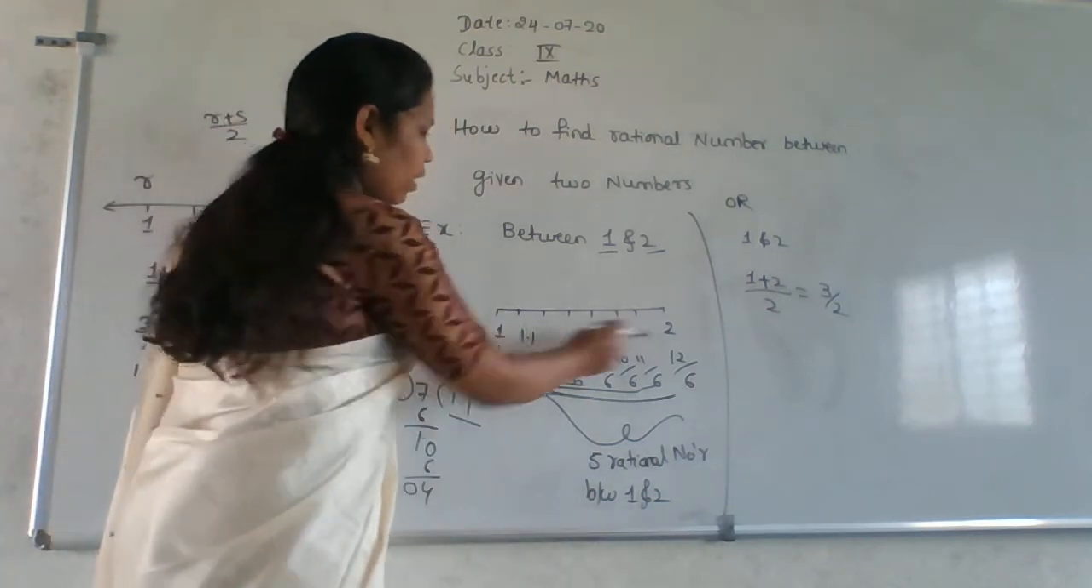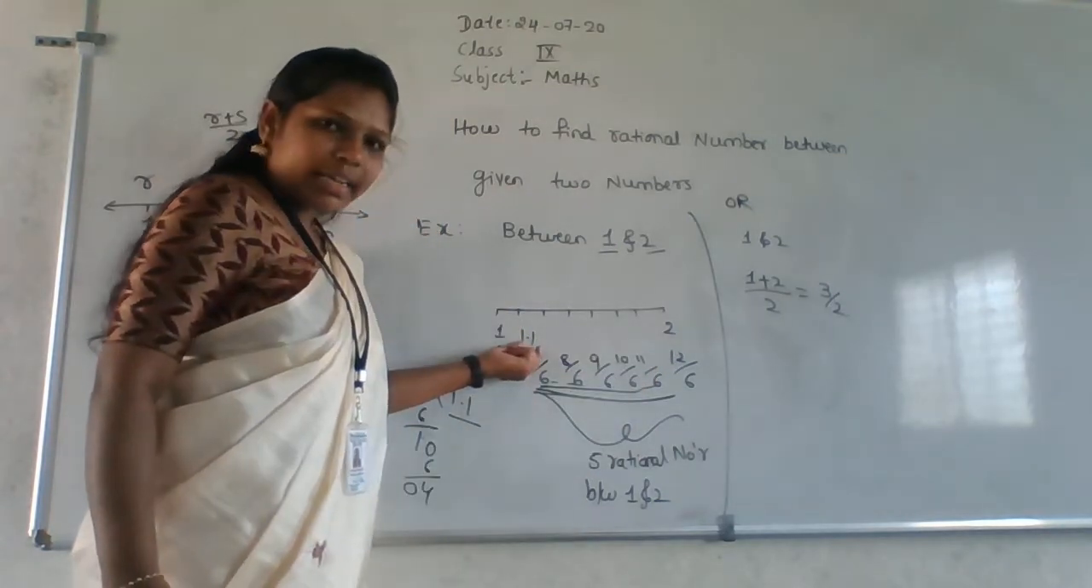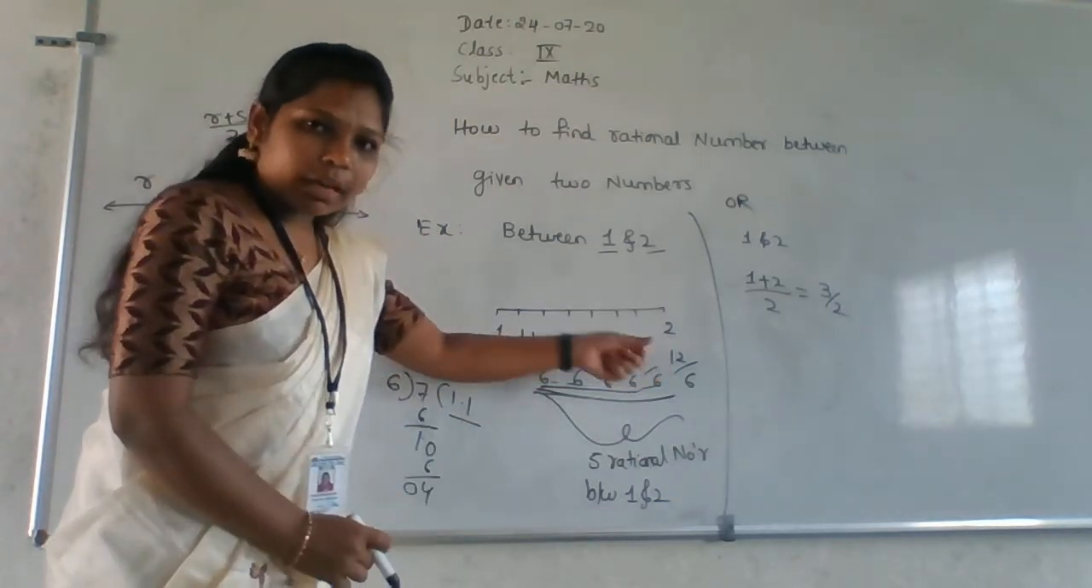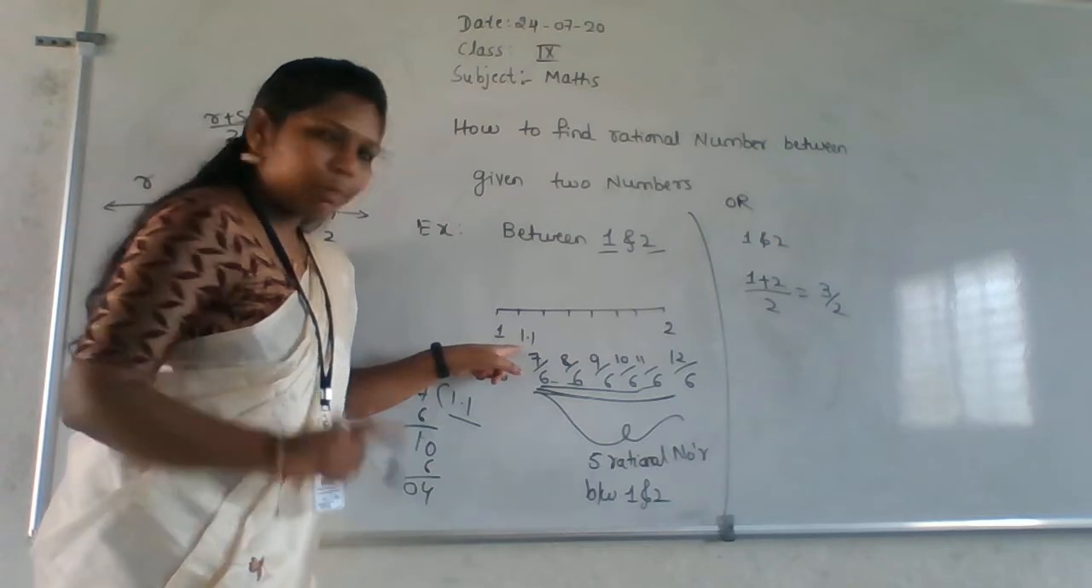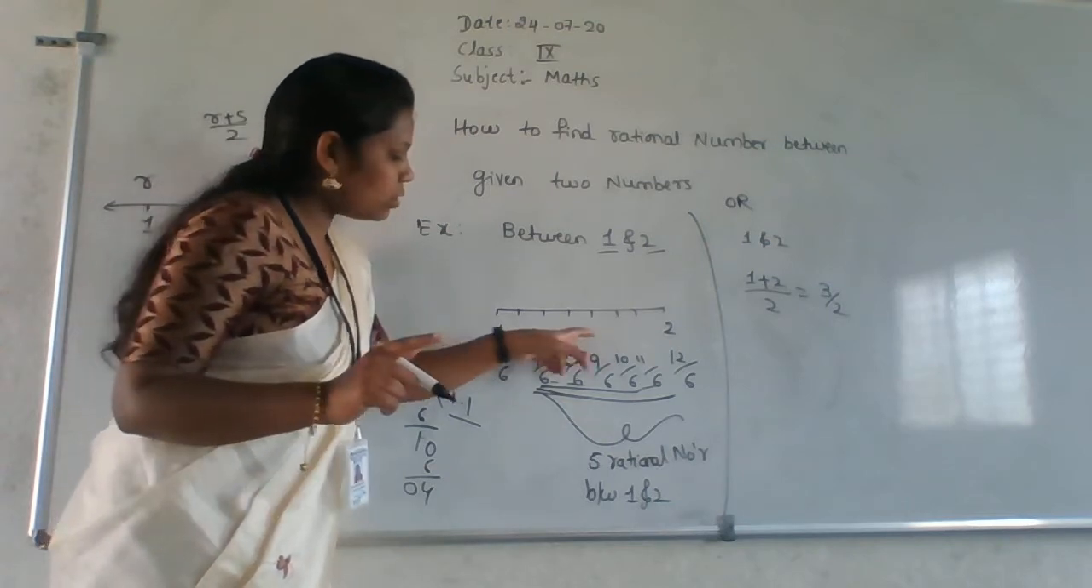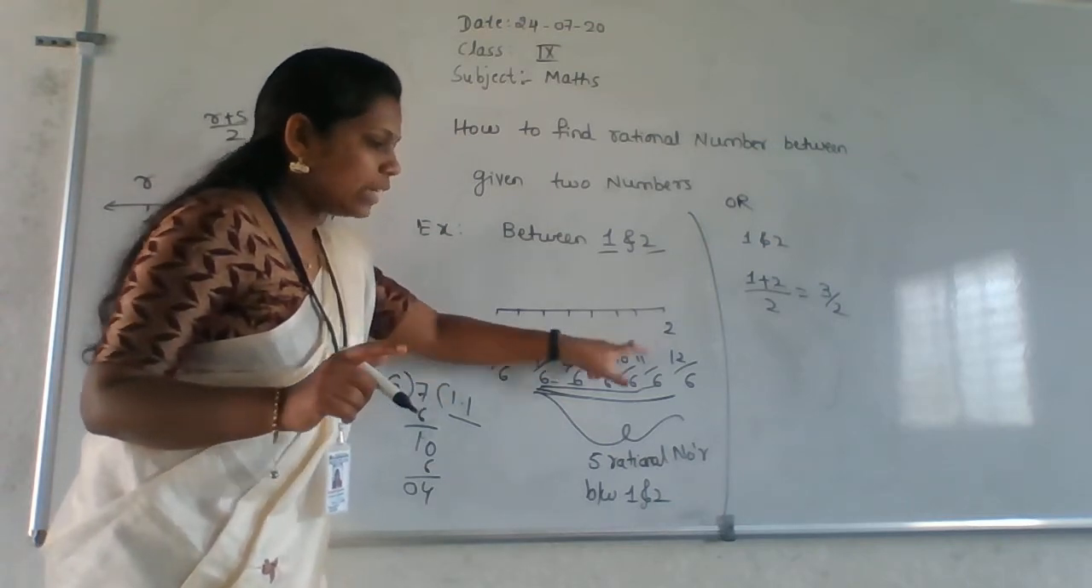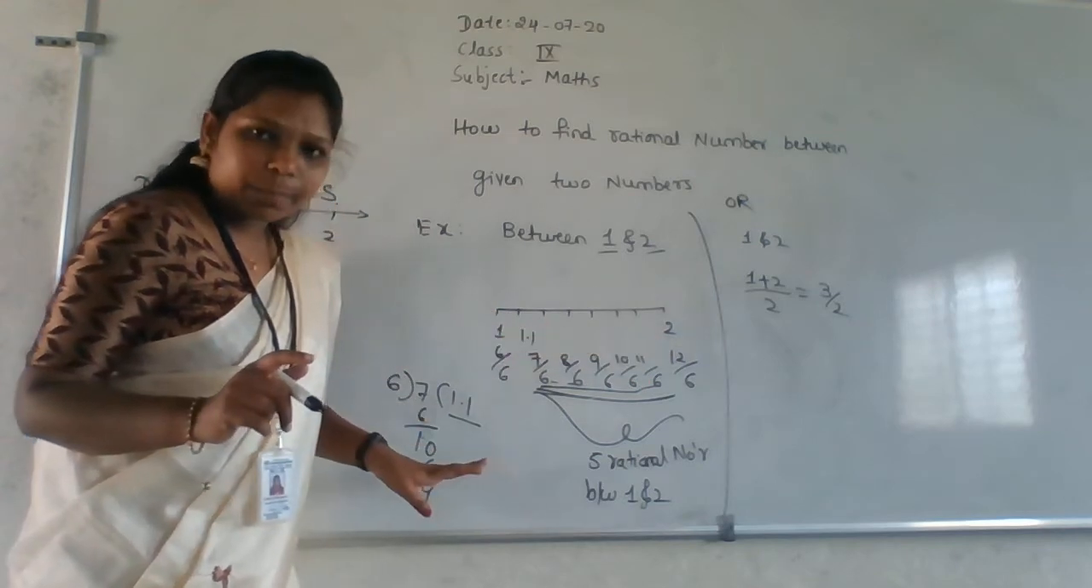Again it is between 1 and 2. 1.1 lies between 1 and 2. Between 1 and 2 you will get 1.1. Do it like this only. You will get 1.2, 1.3, 1.4, 1.5 like that.